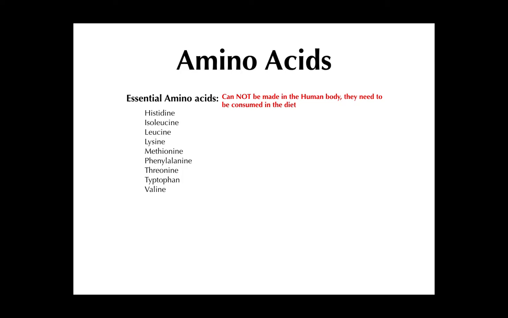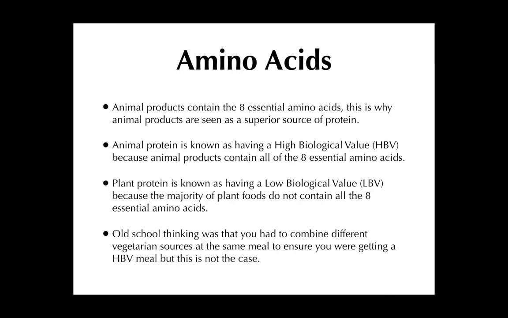The list is here, there are 8 of them, like histidine, leucine, lysine. It doesn't really matter about the names, it's more about the foods, making sure you're eating the foods that contain these amino acids. Animal products contain the 8 essential amino acids. You might pick up a chicken breast, you might have a steak. They're going to have a different amino acid profile, as in different levels of different amino acids, but they're going to contain all of the 8 essential amino acids. This is known as a high biological value. Any food that contains the 8 essential amino acids is going to have an HBV, a high biological value. A plant protein is known as low biological value because they don't necessarily contain all the 8 essential amino acids.